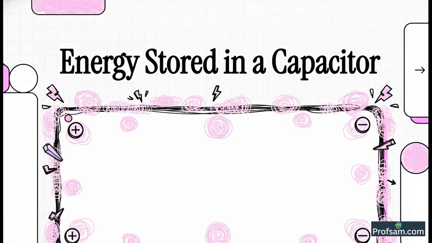Today we're tackling a very interesting topic from Unit 2, Electrostatic Potential and Capacitance, which is energy stored in a capacitor. I will explain it so simply that you will lose all fear of this topic and remember it for your exams and for life. And every point will be perfectly exam safe. Okay, let's dive into this.